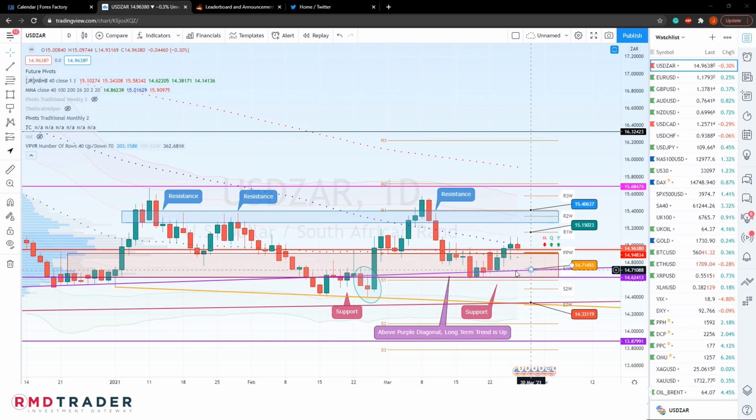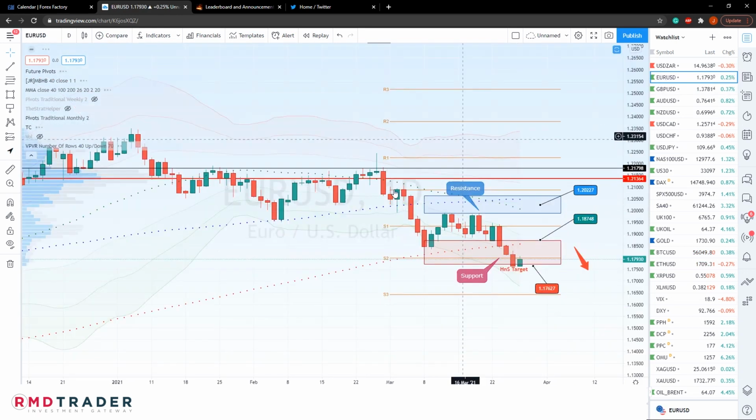Regarding support, we still have support from that purple diagonal, which is a long-term trend line, and that is sitting at about 14.71 with support further down also at 14.53. That is near the weekly S3 pivot as well as major horizontal support.